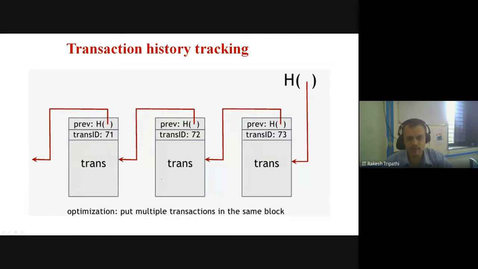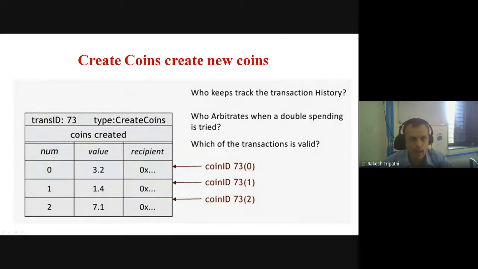And typically we put multiple transactions in this. Now, how do I create a coin? Whenever a coin is created, it is created with an ID.